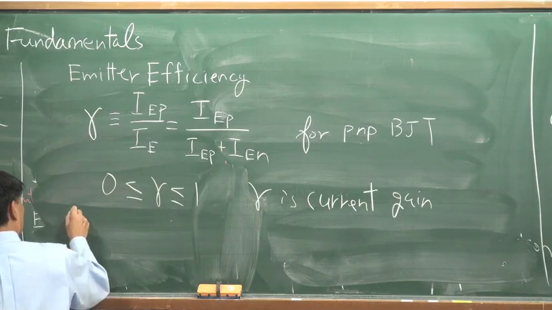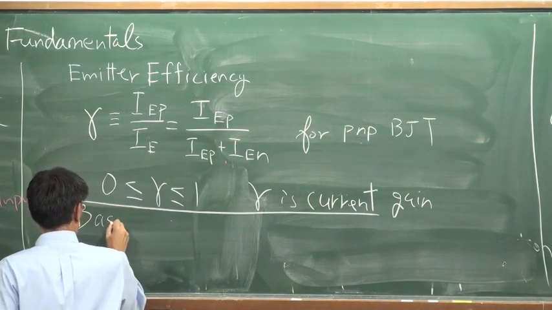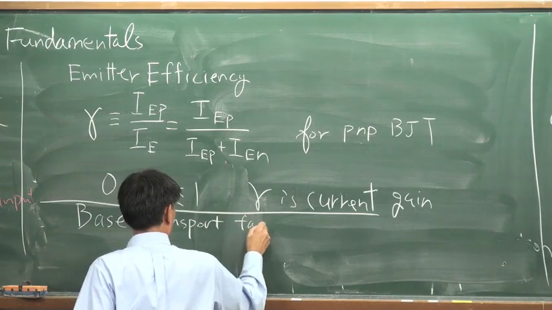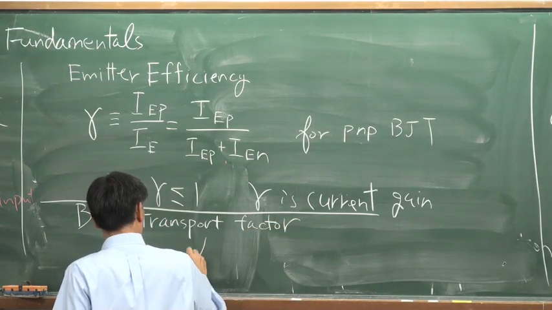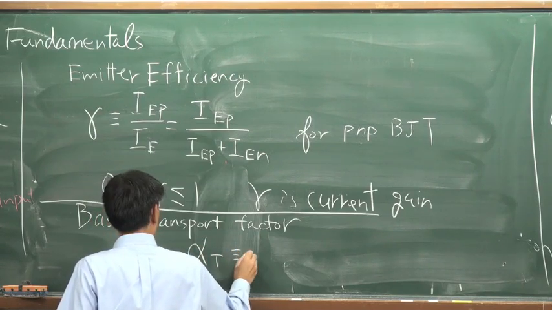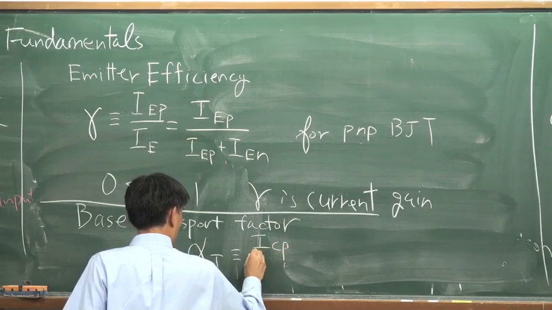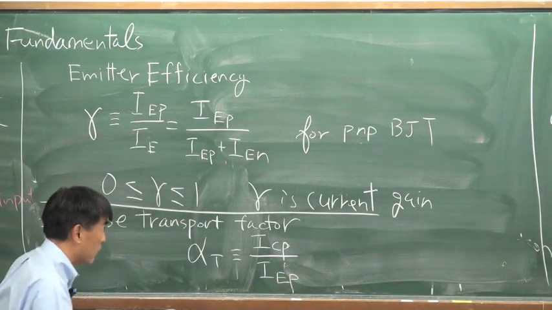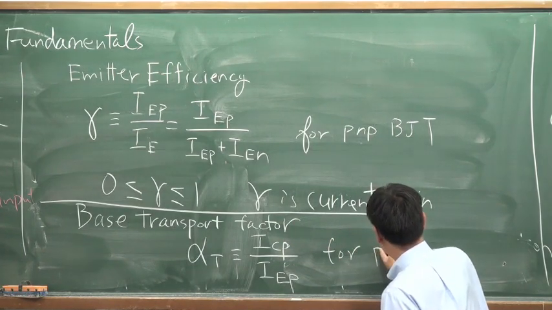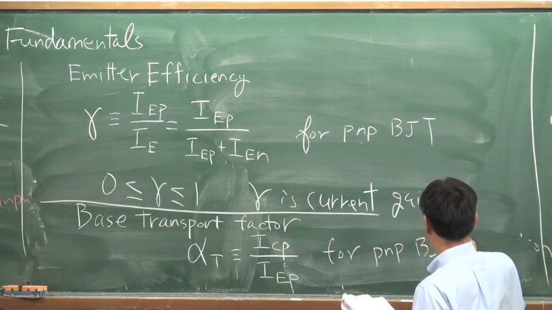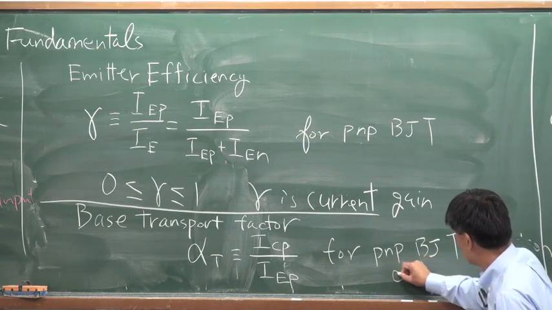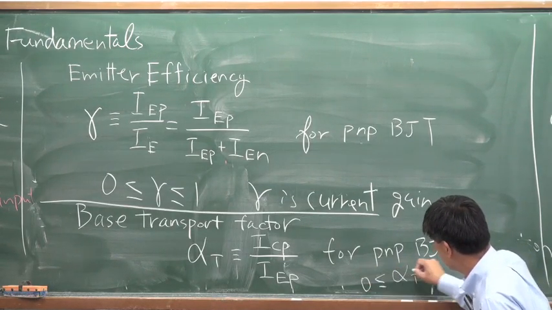There's actually a base transport factor, which is given by alpha T, equals ICP over IEP, for PNP. Okay? Again, this alpha T takes a value between 0 and 1.